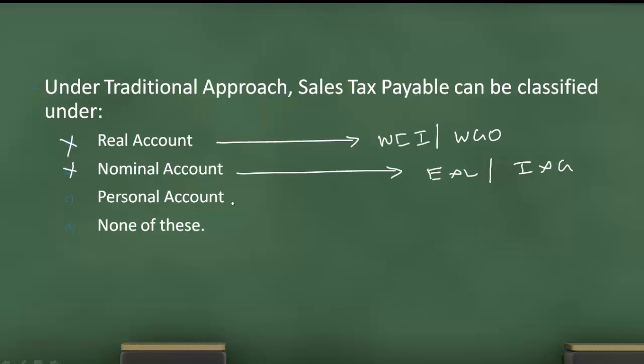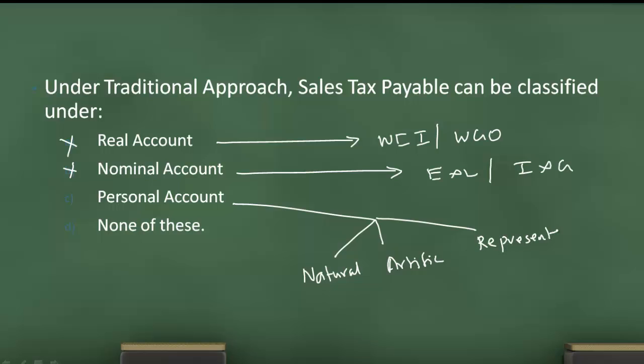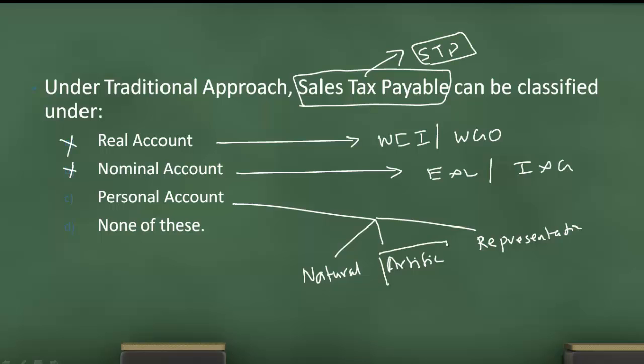Personal account talks about three classifications of personal accounts. What are they? One is natural, two is artificial, and three is representative. So the sales tax payable is something which is payable to an artificial person called sales tax department, right? So this comes under artificial classification. So the answer is personal account.